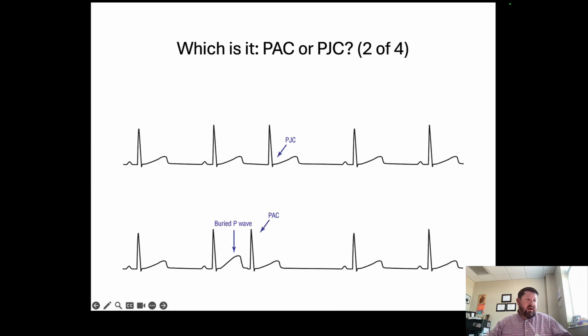This is an example of a PJC. So there's no P wave. It's most likely buried in the QRS complex. Whereas here, you've got a P wave buried in the T wave, which actually affects the morphology of the T wave. So you take that T wave and compare it with that T wave, and what you actually see is that you've got a premature conducted beat with a P wave that has heightened the size of the T wave.